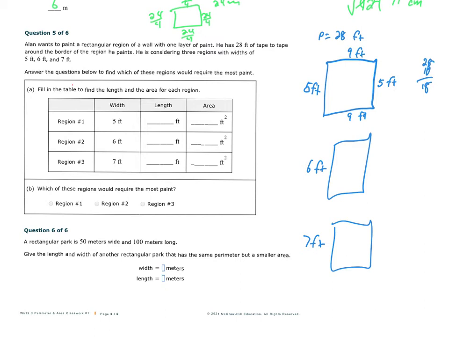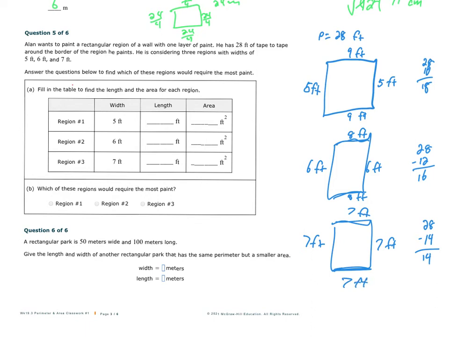Let's do the same thing with the next box. 6 feet on each side for a total of 12. If we had 28 total, that leaves us with 16 feet for both the other opposite sides. So that means each one's going to be 8 feet. And the last region has 7 on each side with a total of 14. That leaves you 14 for both lengths. Well, again, that'd be each one being 7. So we got a perfect square there.